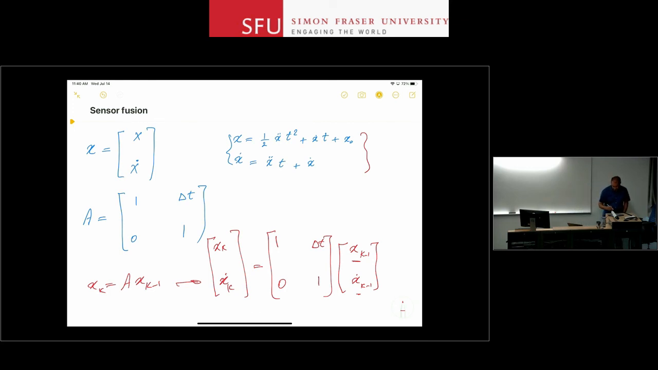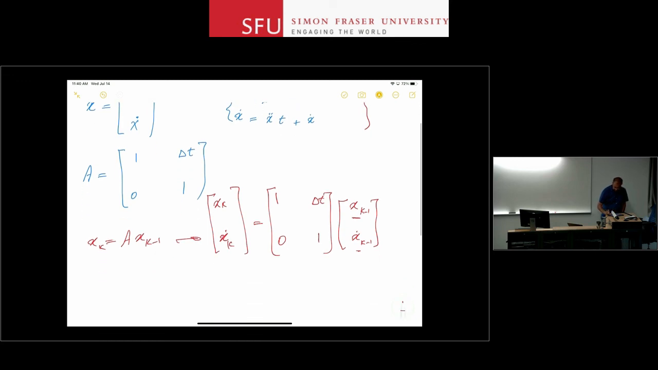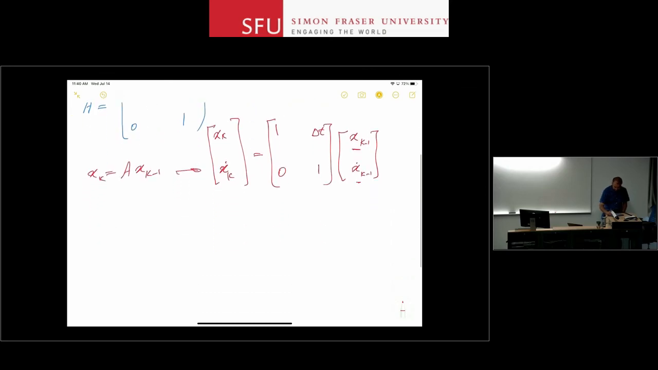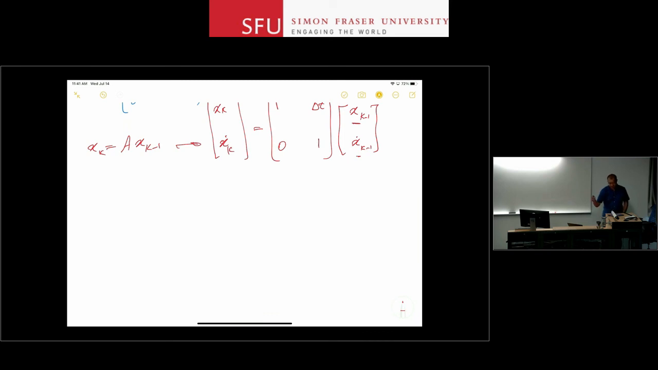What is B? B is the acceleration. B is what is pushing my system forward. So the input is an acceleration. It's some a n. It's a force, and I have a mass, and I can calculate a n. But I don't have acceleration in my system variable. So I need a mapping between what the input is and what my system variables are.